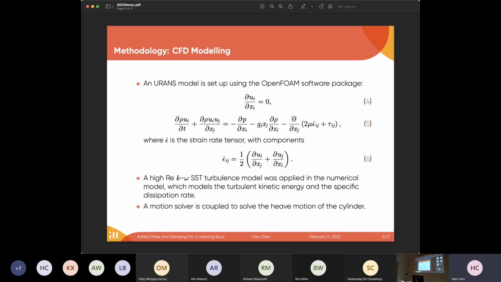But apparently this is discouraged by the reviewer. I think one of the reviewers does not like this. Apparently, he hopes us to do a low Reynolds number without any wall function modeling. And then at the same time, we also apply the motion solver. So it's basically coupling rigid body dynamics with the hydrodynamics, in order to get the heave motion.